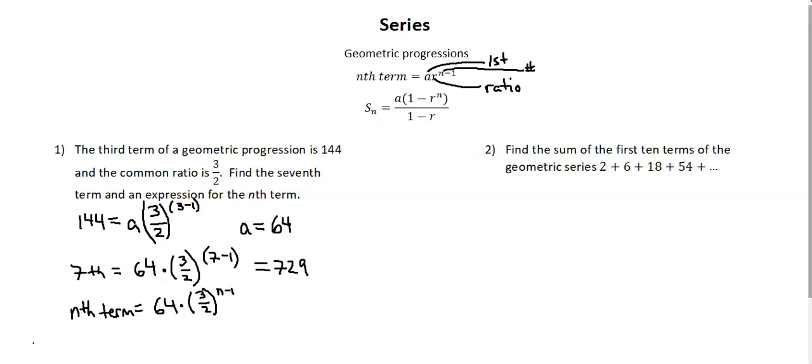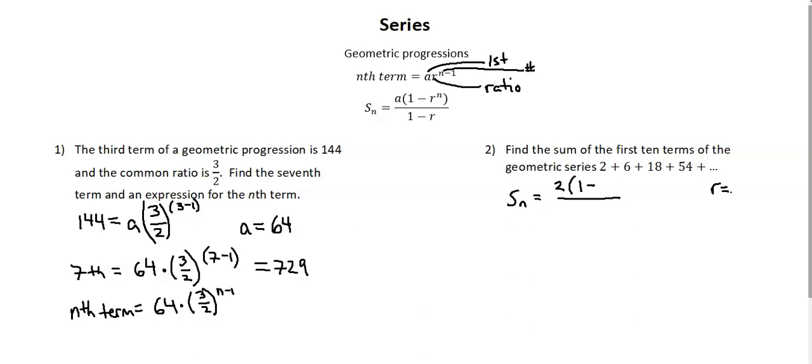Let's go to problem 2. Find the sum of the first 10 terms of the geometric series 2 plus 6 plus 18 plus 54 plus going on through 10 terms. We'll use the sum formula, solving for sum of n terms equals, we have a fraction, a is our first term, that is 2, times 1 minus r we need to calculate.